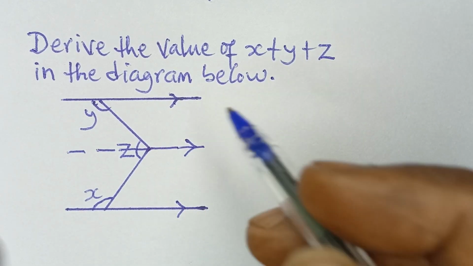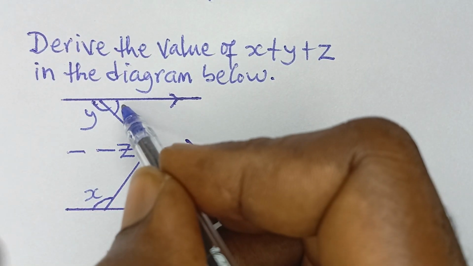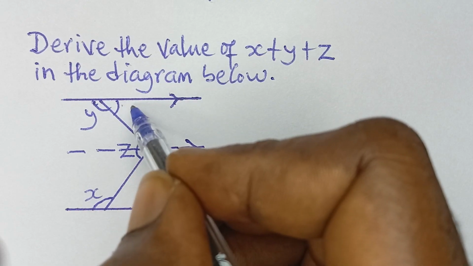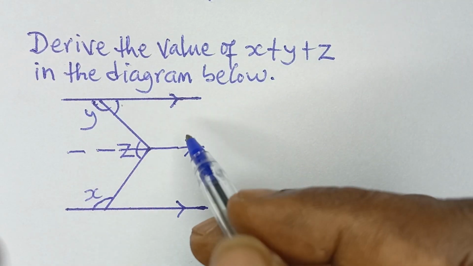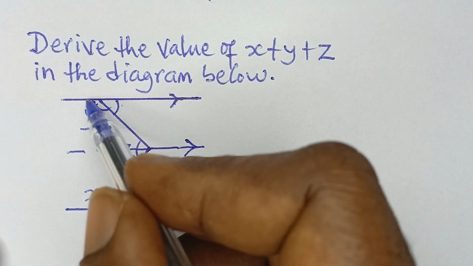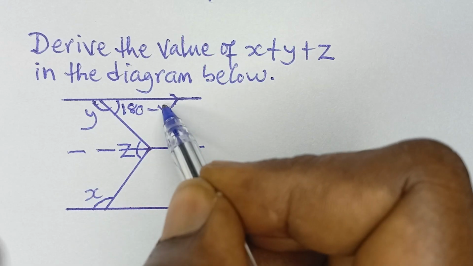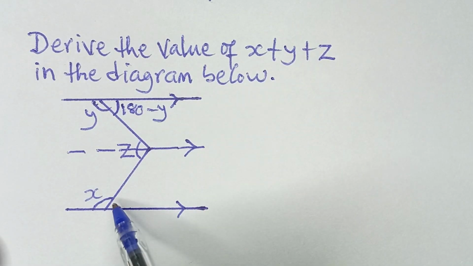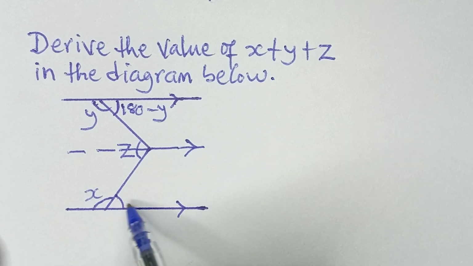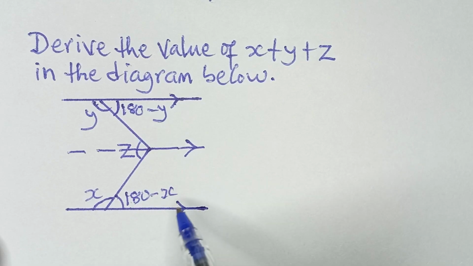Now, if you agree with me that this angle here is 180 minus y, because this is y and this is a straight line. Sum of angles on a straight line add up to 180. So if this is y, this other part has to be 180 minus y. Also on this side, for the same reason, because the sum of angles on a straight line is 180, the angle on this side will be 180 minus x.